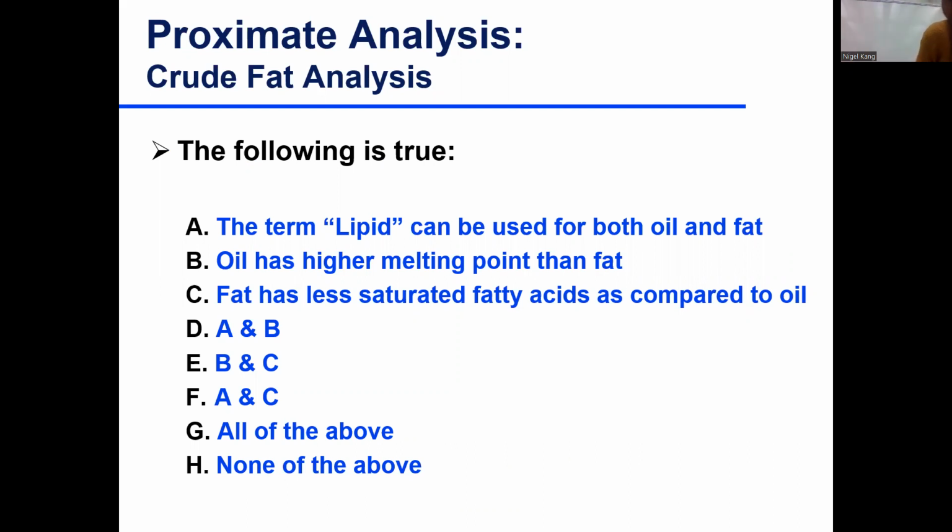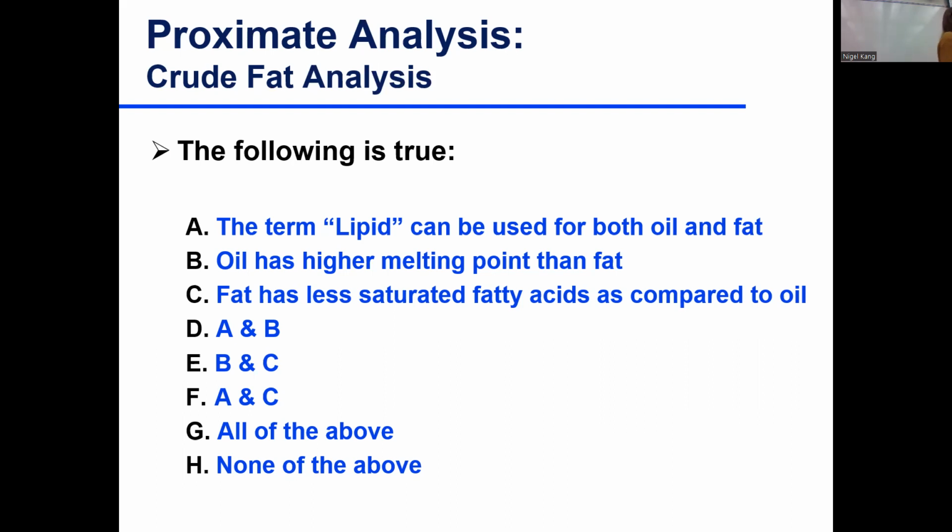A and B. Okay. So you chose A. Just A. Any other answer? Okay. Yes, just A. The term liquid can be used for both oil and fat.